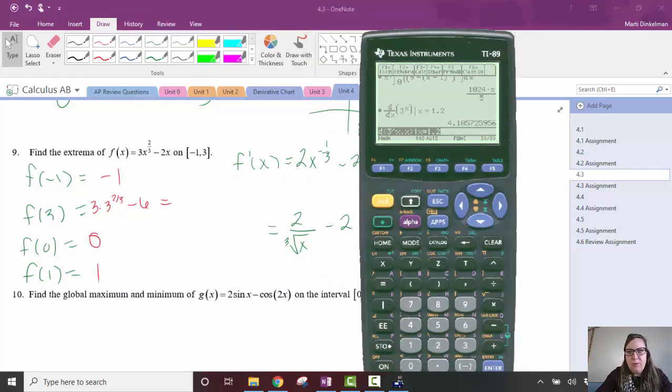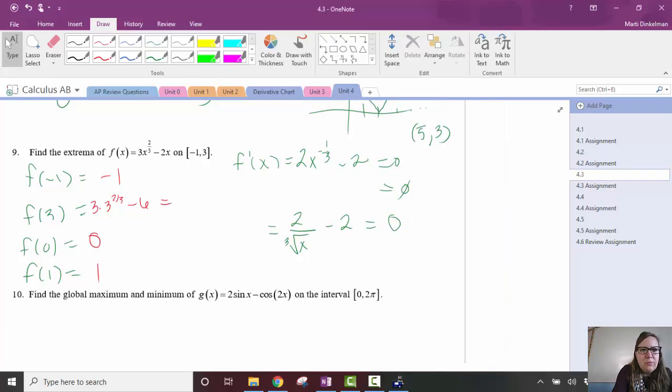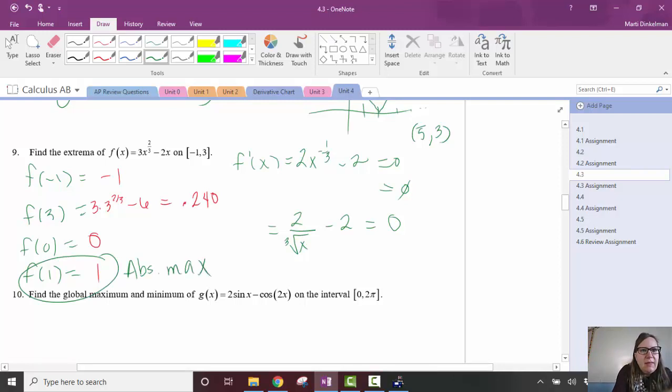Okay, so let's find the decimal for 3 times 3 to the 2/3 and then minus 6. And I better do diamond enter there. So 0.240. Okay, and I'm kind of running out of space, but we can tell here the absolute max looks like that. Absolute max. And then the absolute min must be this one.